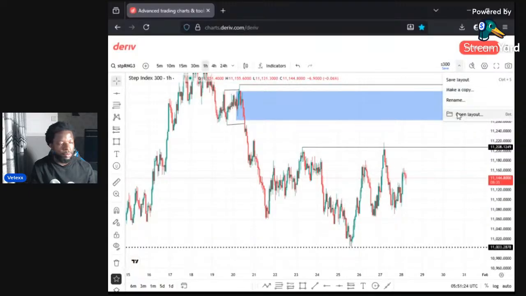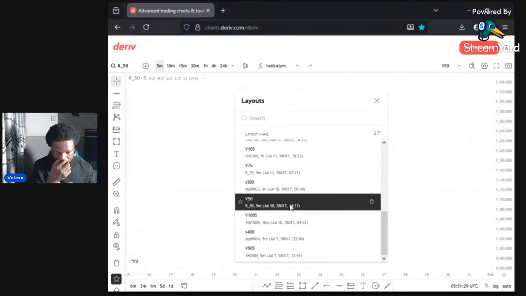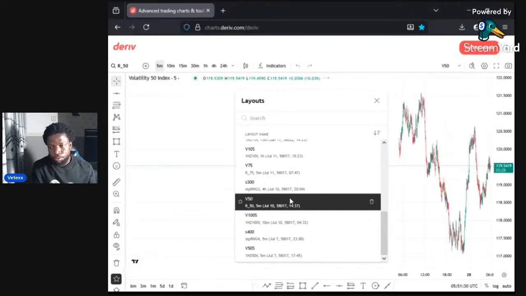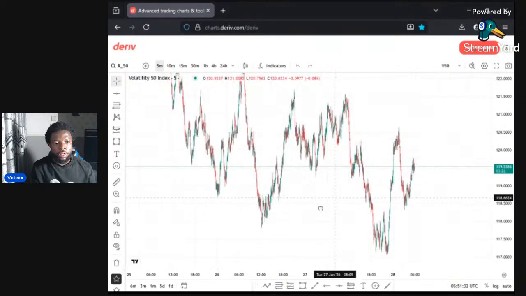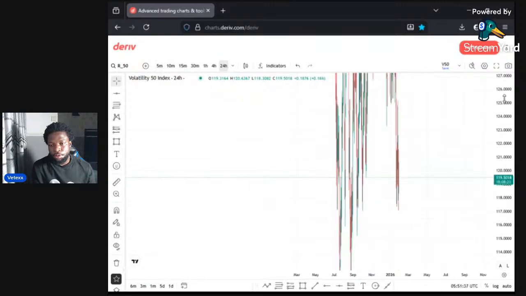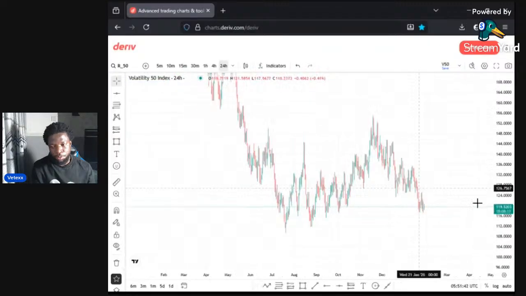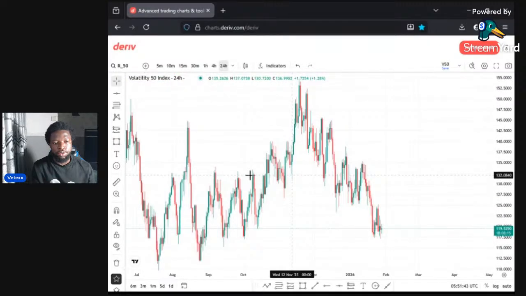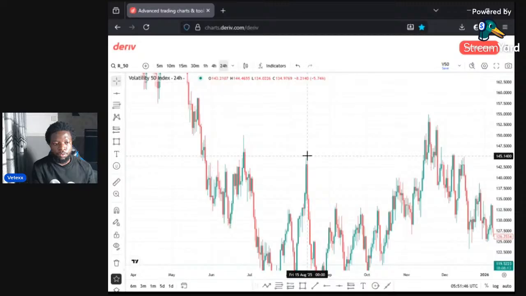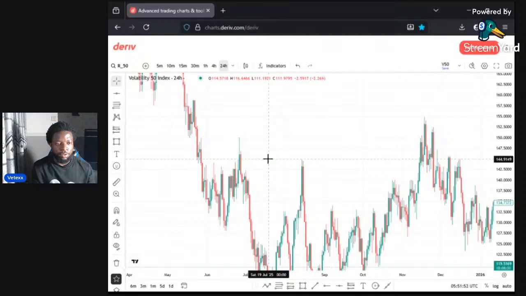So let's check out the next pair, which is V50 index, volatility 50 index. So starting from the 24-hour time frame, V50 index is bullish. I keep mistaking bearish for bullish and bullish for bearish. So, volatility 50 index is bearish on the weekly time frame, bearish on the 24-hour time frame, but it gives us a structure on the 24-hour time frame.